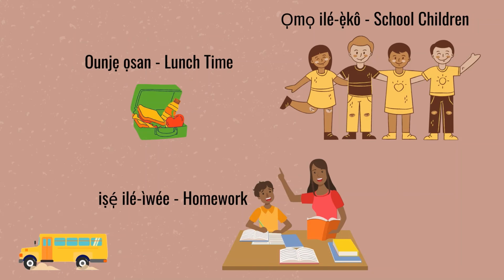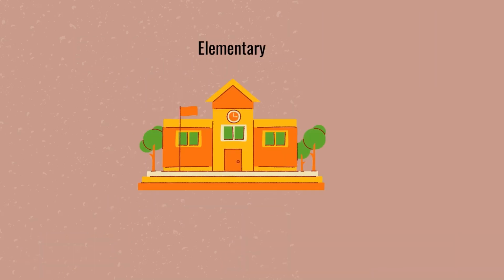Then we have ise ile iwe, homework, which is like what we all hate, right? So ise ile iwe, homework. Onje osan, omo ile eko, ise ile iwe. Let's try to memorize these using the accent marks.